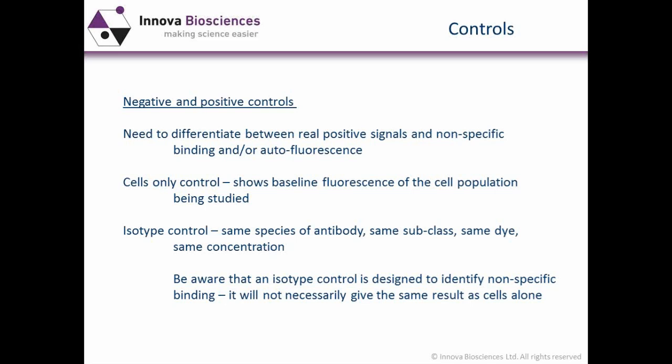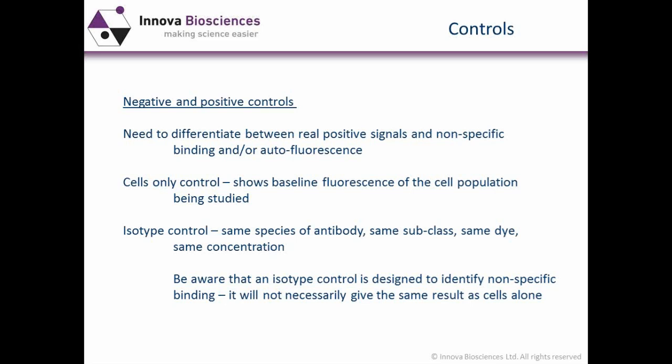Controls are obviously a key part of any experiment, not just a flow cytometry experiment. And again, this comes back to the real basics of experimental design. We need to think both about negative controls and also positive controls. The aim really is to differentiate between true positive signals and non-specific binding of antibodies and/or autofluorescence of the cells.